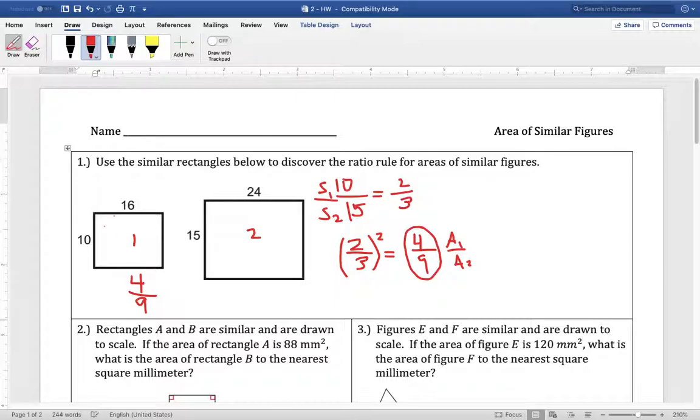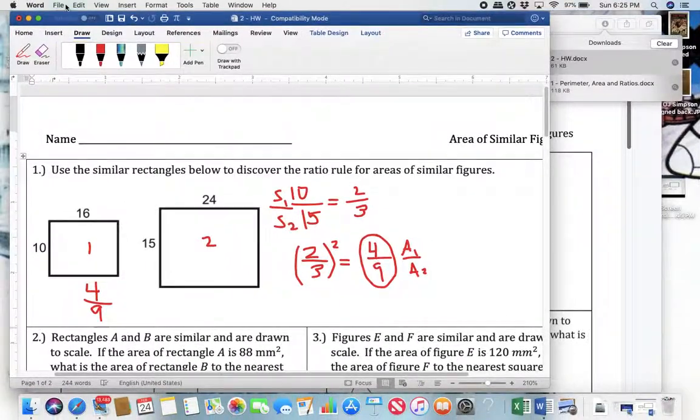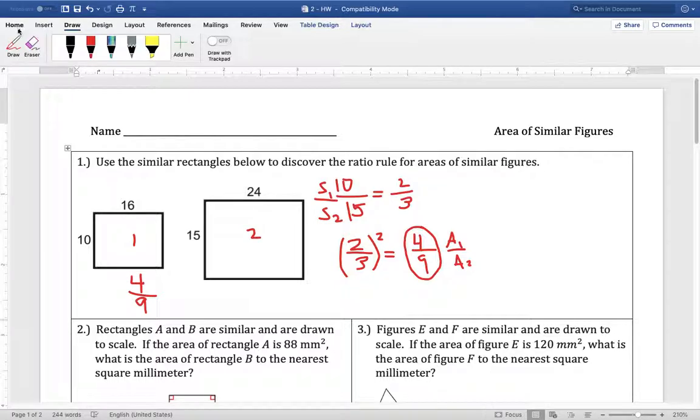But like I said, they're not always going to give you all the dimensions, and sometimes we're going to have to use the ratio of the sides in order to determine this. Had we chosen 16 over 24, we could have reduced that fraction down as well by dividing by 8. We would have got 2/3, and 2/3 squared would be 4/9. The same thing we have here. Okay, so if we scroll down, let me adjust this.